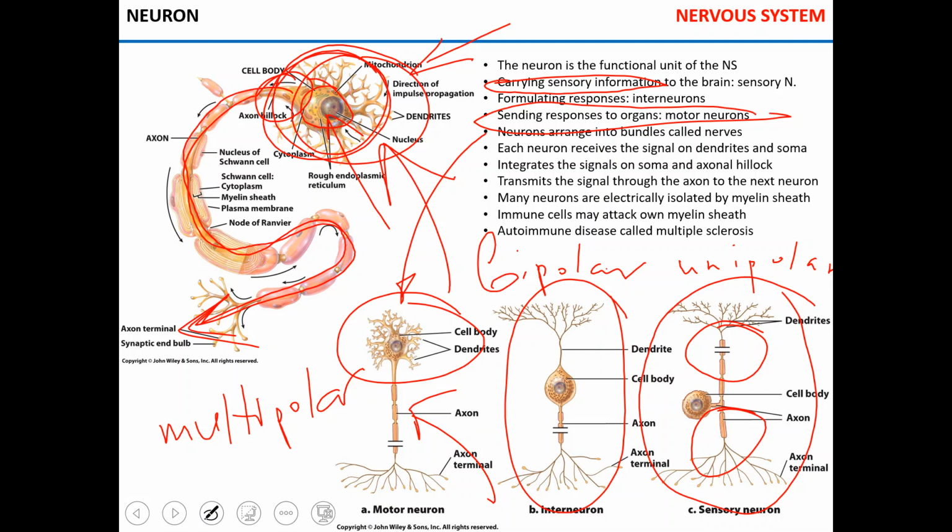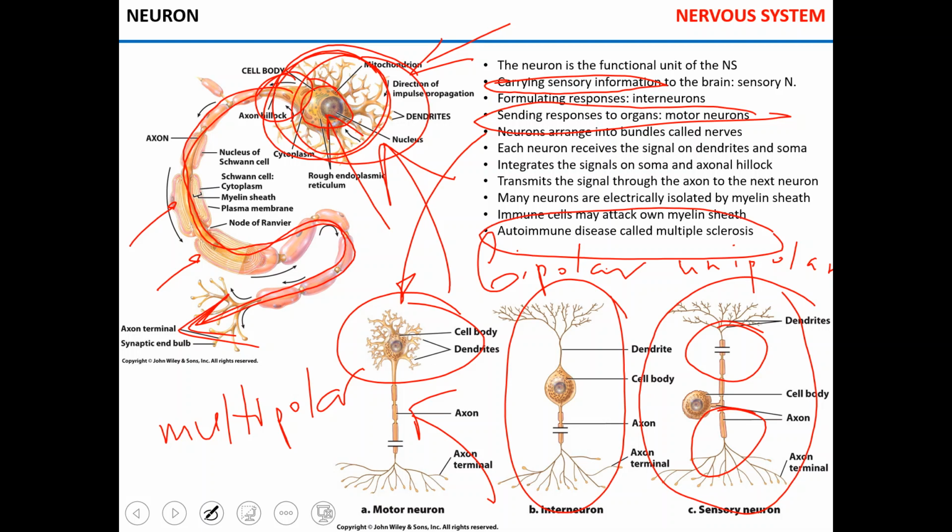In many cases, the axon of a neuron is electrically isolated by the myelin sheath. You can see the myelin sheath right here. This electrical insulation by myelin makes the signal transmission through the neuron much faster. In some cases, human immune cells may attack the myelin sheath, damaging it, and that leads to the autoimmune condition known as multiple sclerosis.